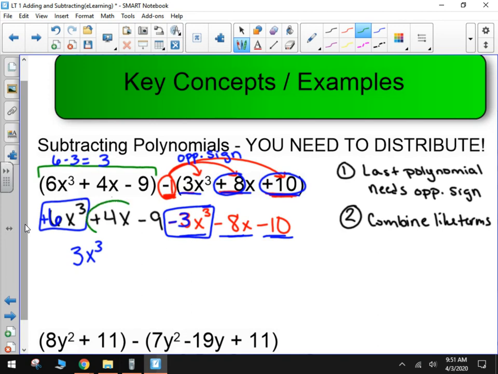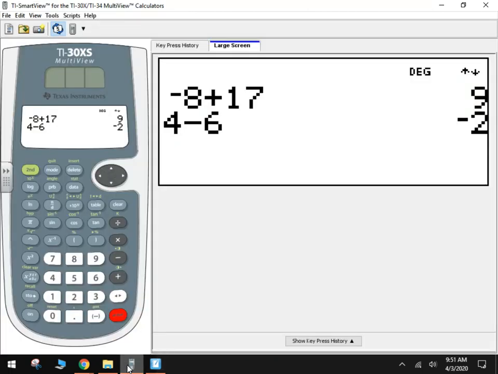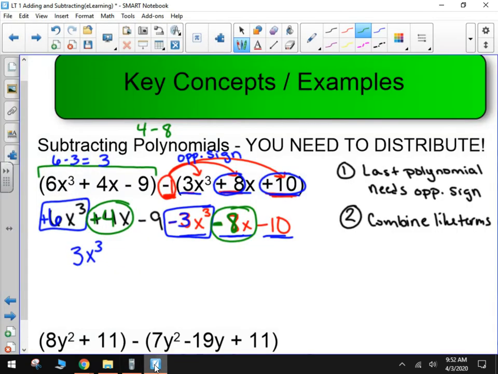Then I look at my next term, and I take the sign in front. It's a positive 4x. It's just an x all by itself, so I look for another number that just has an x. And I have one right here. I take the sign with it, so it's a negative 8. So I'm doing 4 minus 8. Again, if I need to, I can do that in the calculator. 4 minus 8, and I get negative 4. And because it's negative, I have to put a minus 4 right here. And they both had an x, so I put an x on it.